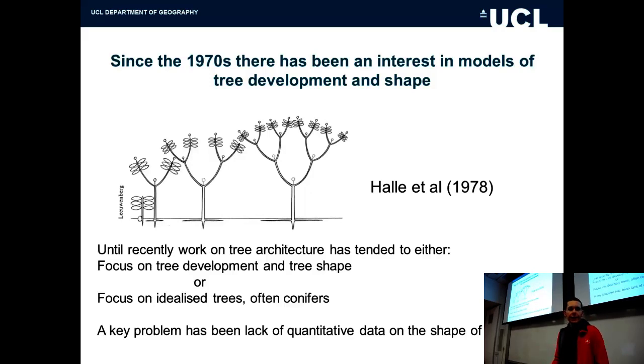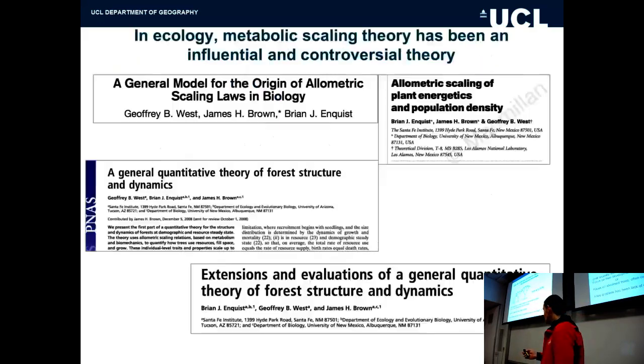So it's either tended to focus on tree development or idealized trees. Conifers are good because they're easy to work with. They have fairly rigid shapes and branching structures. When you get to tropical trees, it's not the same. But even temperate deciduous trees seem to have even more variety and even more plasticity, this incredible range of shapes. And there is a lack of data, of quantitative measurement.